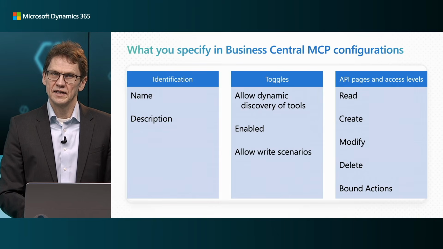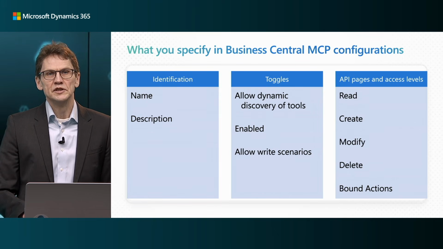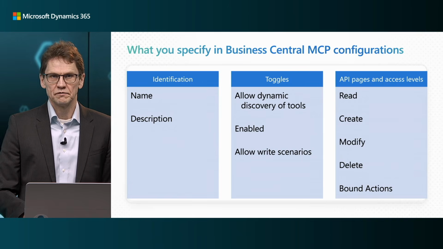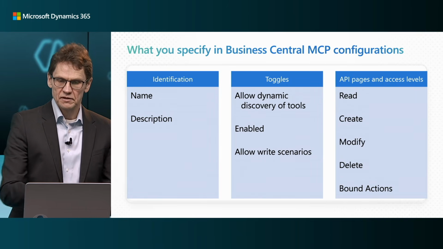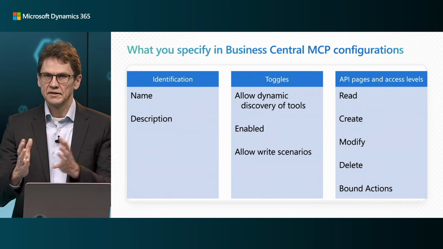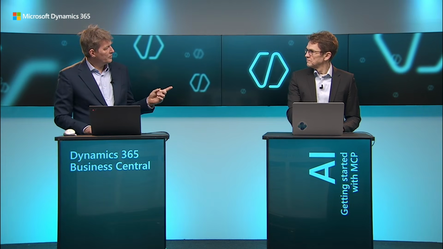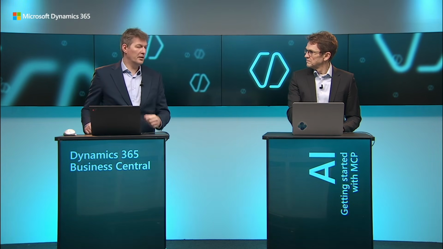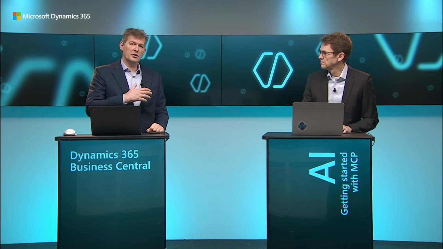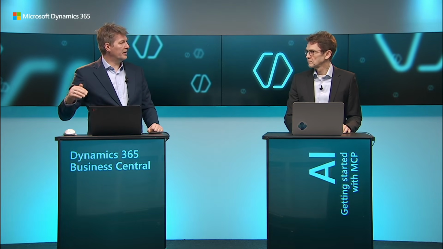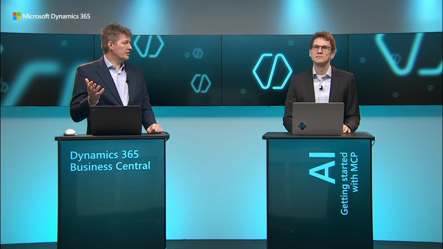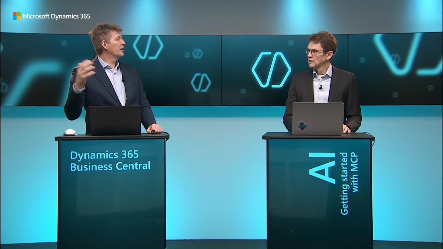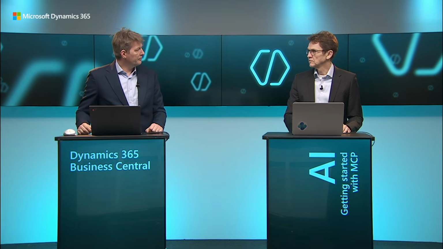So this is basically a summary of what you need to specify in Business Central configurations and how you identify it, which toggles are there, and the list of API pages. And Jens, I think you just said etc., but an important thing here is also bound actions. Yes. So it's not only CRUD operations, but anything in your API page that is exposed as a bound action or a method can also be called by the LLM or by the agent. And this is exposed in exactly the same way as you would expose bound actions in normal OData APIs.